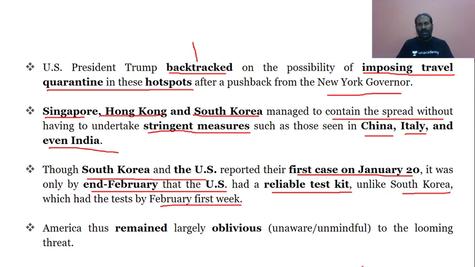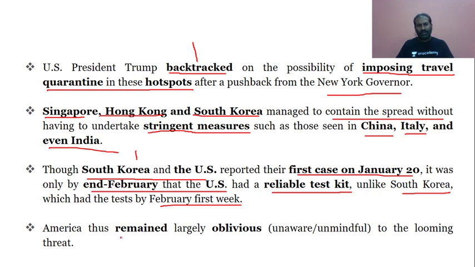The US had a reliable test kit, but testing could go ahead only at the end of February. But when you look at South Korea, it was in the first week of February itself. So this is the approach, well preparedness, wherein you are really thinking about your citizens' lives. That is the priority. When it comes to health and economy, health is prior.